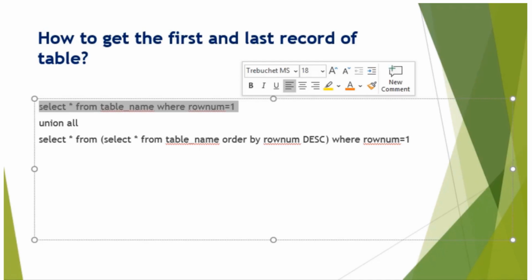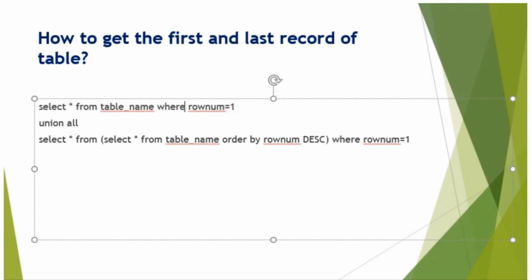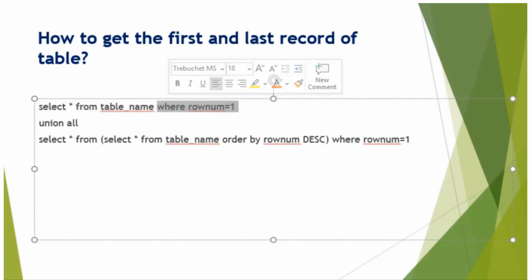Okay, next I'm adding the filter where rownum equals 1. This rownum is a pseudo column. Internally the database creates this column for every result set of a select statement, and it gives the sequence for every record. It stores the sequence of every record of a select statement.